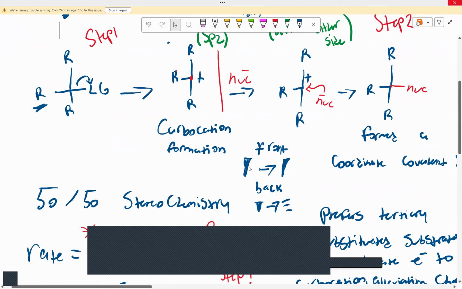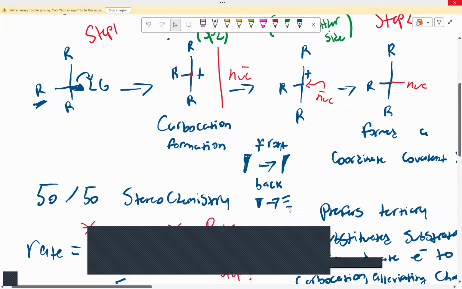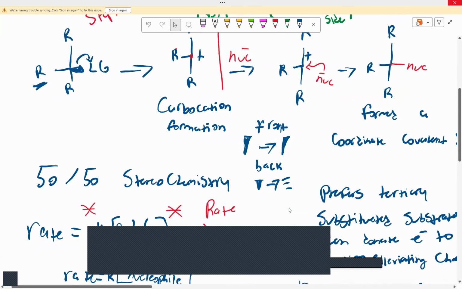So the front, imagine that this leaving group, for whatever reason, was a wedge. Okay, so if you attack from the front, you're also going to have a wedge. But if you attack from the back, or backside attack, which is fun because it rhymes, then it's going to be transformed into a dash. It's just how it works.